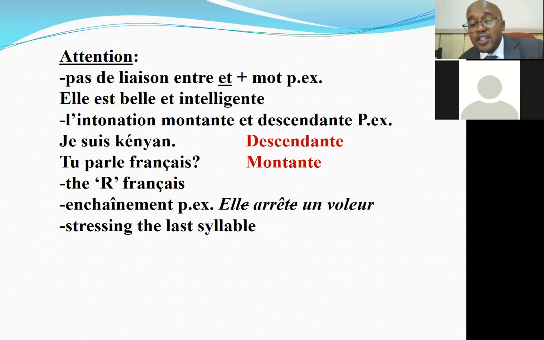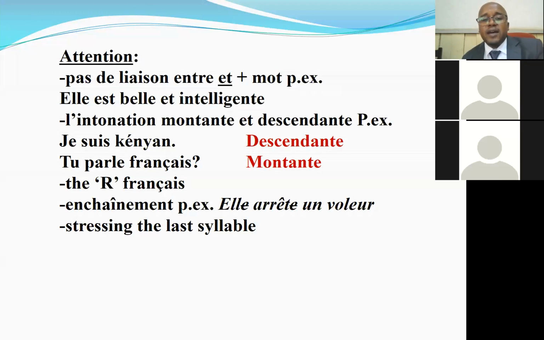Then now we have intonation, because we mentioned l'intonation. In French, we have two types of intonation, just like in English. We have intonation montante, that which goes up. Intonation that rises at the end, montante. Then we have intonation descendante.